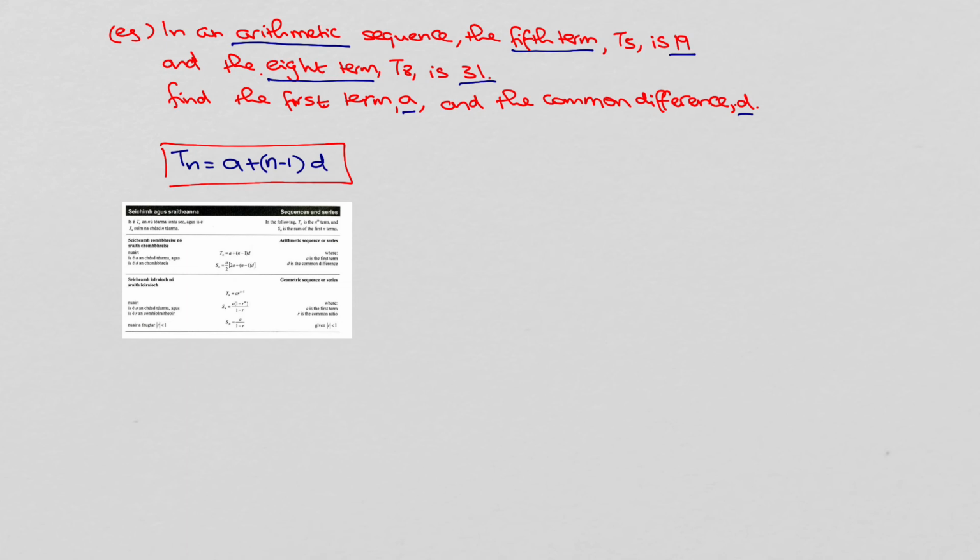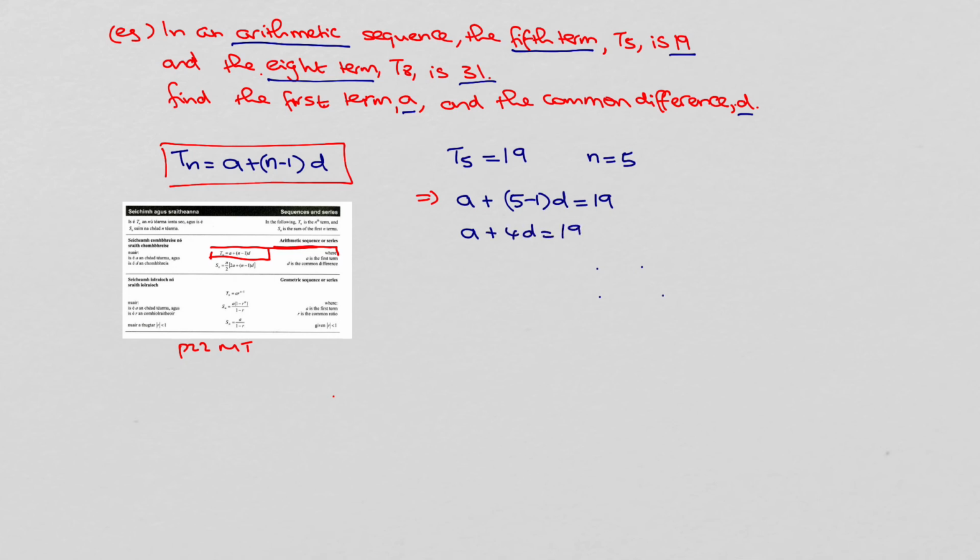And again, our general term formula can be found on page 22, where we're looking at the general term for arithmetic sequences. Okay, so if we have T5 is equal to 19, what that implies is that n is 5. So therefore that means we have A plus n minus 1 times D is equal to 19. And if I tidy that up, that's A plus 4D equals 19 is my first equation.